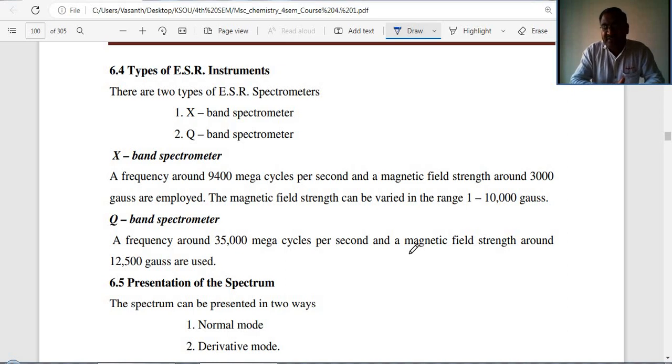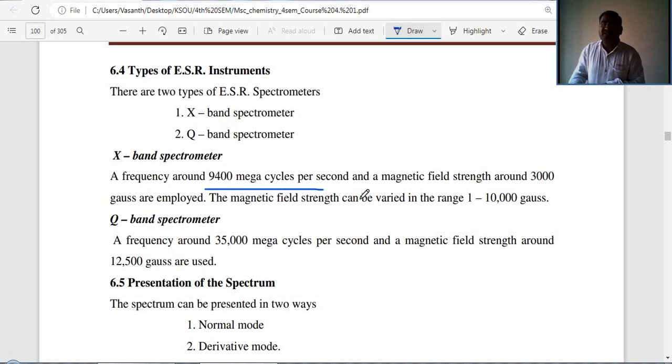X-band spectrometer and Q-band spectrometer. In the X-band spectrometer, a frequency around 9,400 megacycles per second and a magnetic field strength around 3,000 Gauss are employed. The magnetic field strength can be varied in the range 1 to 10,000 Gauss.